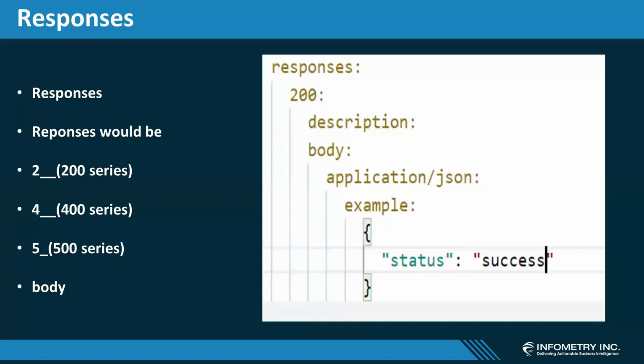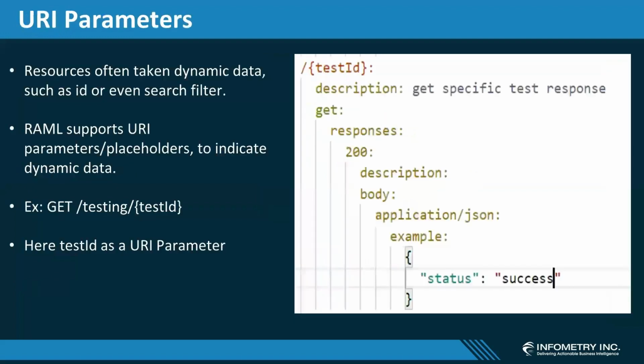That is, particular to a resource or particular to methods like GET and POST methods as well. So we can add our responses for all the types. Here I'm considering only 200. It can be 400, it can be 500 series, anything. This is all about the responses. Let's move on to the URI parameters.